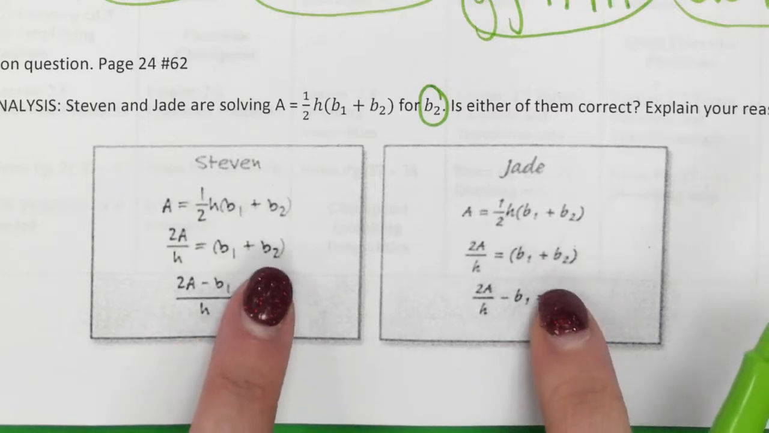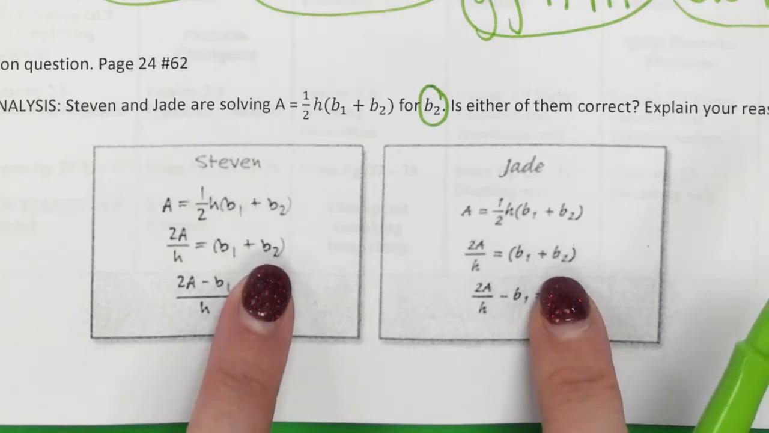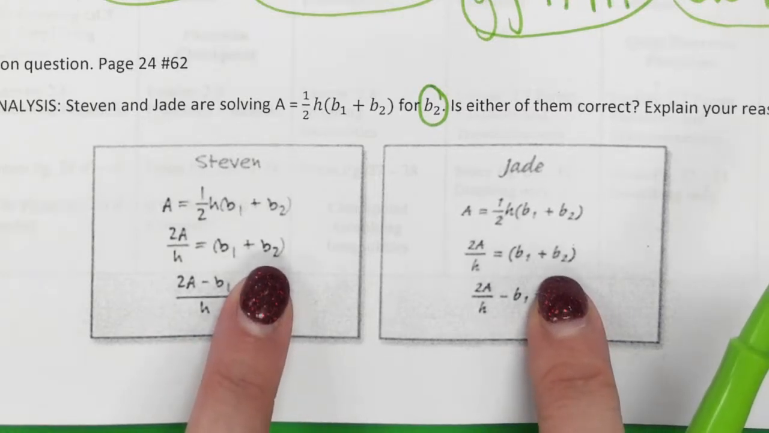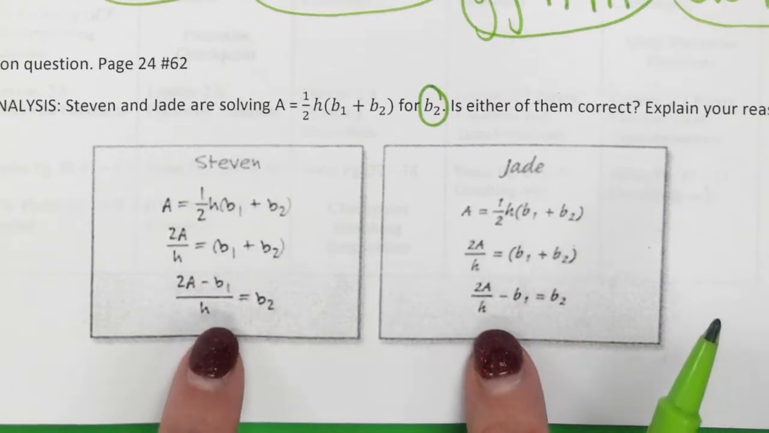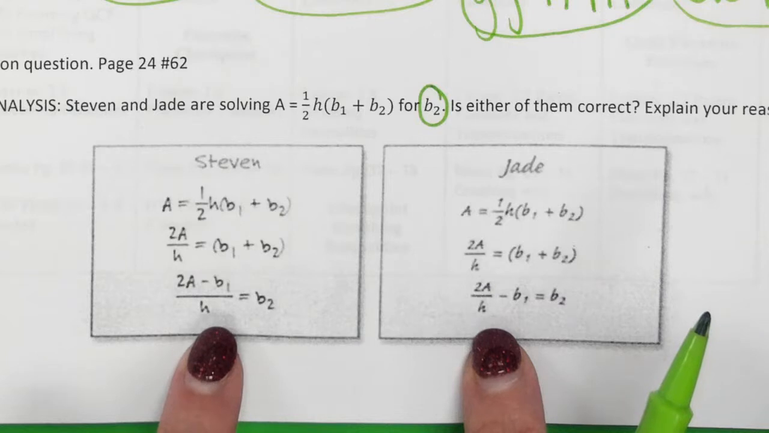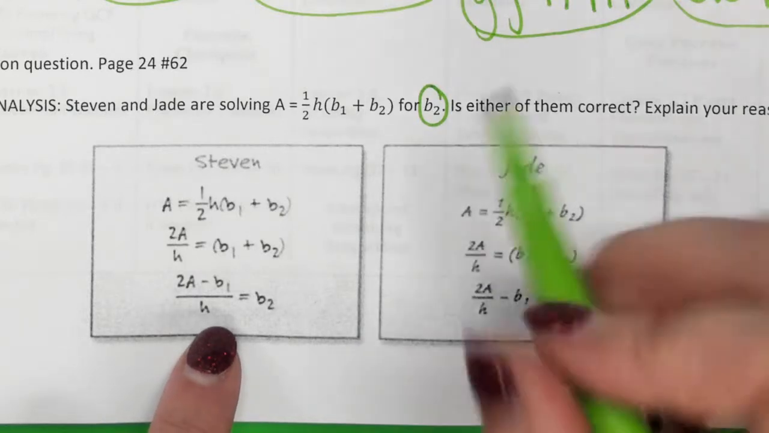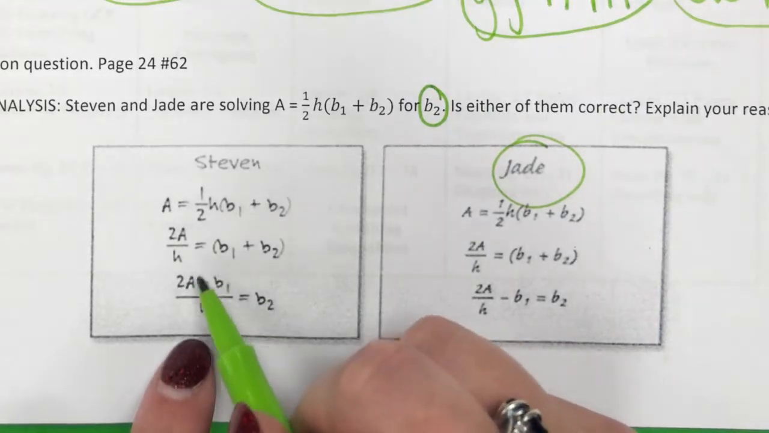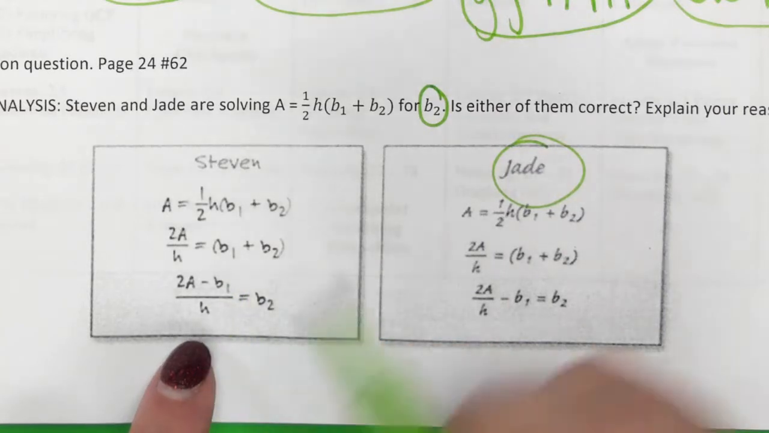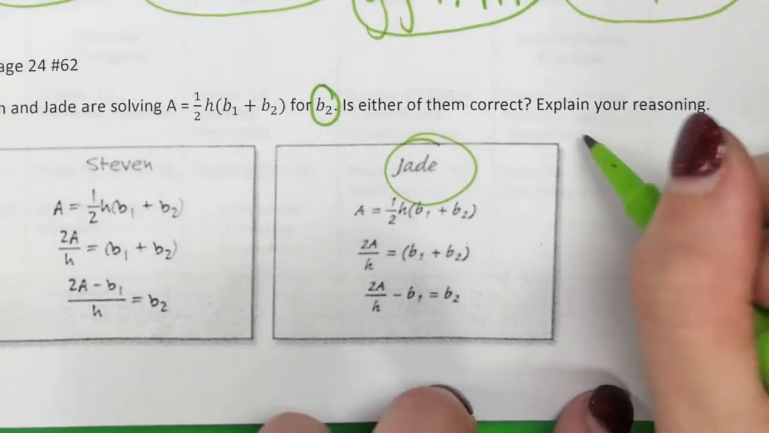All right, so if I need to get B sub 2 by itself, what should we have done? Subtracted B sub 1, right? So the other side? Which one is right, if any of them are right? Jade is correct. What did Stephen do wrong? With the fraction. Very good, because really this is not minus B sub 1, this is minus B sub 1 over H, right? So we're going to say Jade is correct.